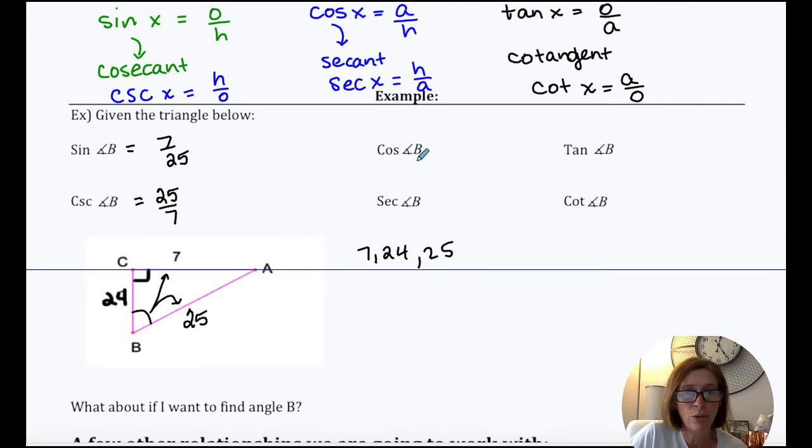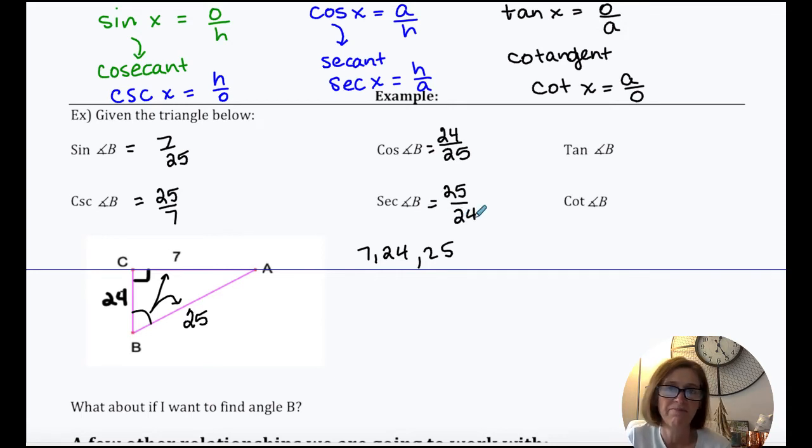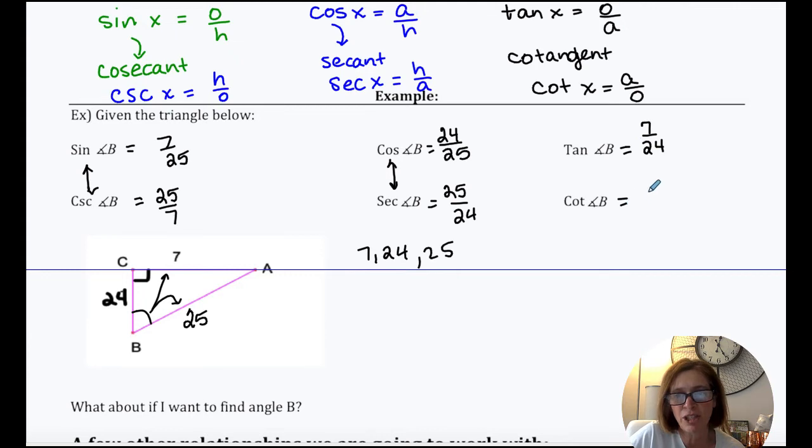All right, cosine b would be adjacent over hypotenuse, so 24 over 25. So secant b would be 25 over 24. Simple as that. Again, it is something that you have to remember. And you have to remember that cosecant goes with sine and secant goes with cosine, which is counterintuitive, right? All right, tangent, opposite over adjacent, would be 7 over 24. So the cotangent ratio would be 24 over 7. Okay.